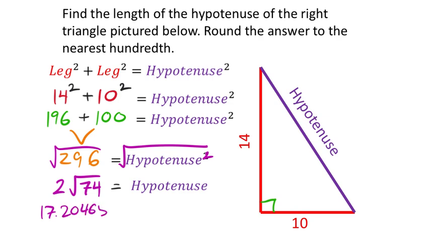17.20465 and some change. There's more than that, but let's just keep it there because we just need to round this to the nearest hundredth. So that's 2 decimal places. The 4 is going to keep the 0. So we'll just say our final answer rounded to the nearest hundredth, 17.20. And I don't know that you really need the 0 there, but that's the approximate length of the hypotenuse that we've now rounded. And that's it.